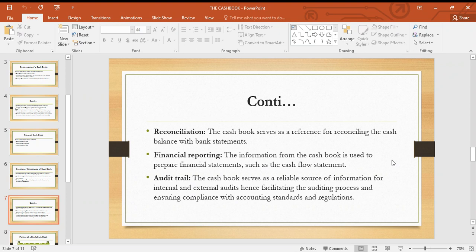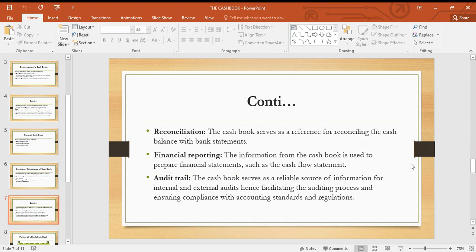Then we have the next one, financial reporting. The information from the cash book is used to prepare financial statements, such as the cash flow statement. Then the last one, we have the audit trail. The cash book serves as a reliable source of information for internal and external audit, hence facilitating the auditing process and ensuring compliance with the accounting standard regulation. So this is whereby when we are doing auditing, we use the cash book because it has all the details that you require when doing auditing.